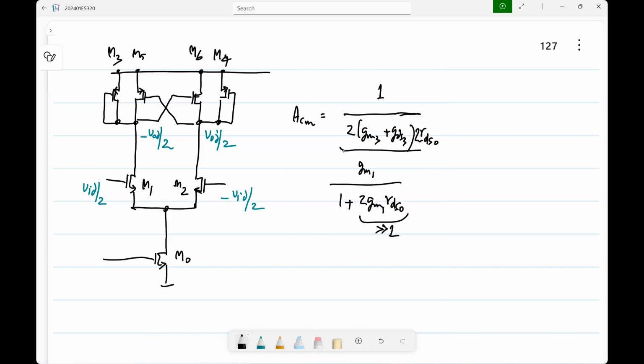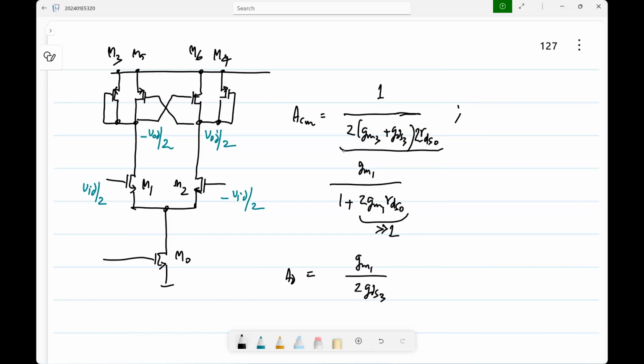So now the common mode gain is even lower than before. And the differential gain, what will it be? It will be gm1 by 2 gds3. So the ratio of the two will be even higher than before. It will be the common mode rejection of the differential pair times the common mode rejection offered by the load.